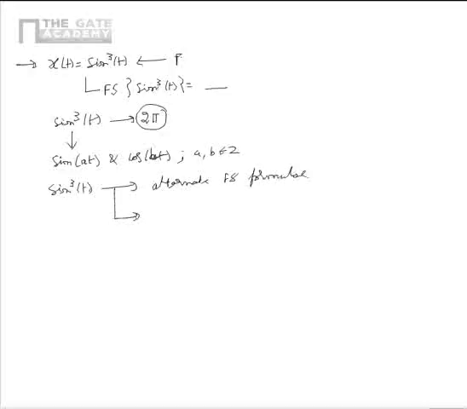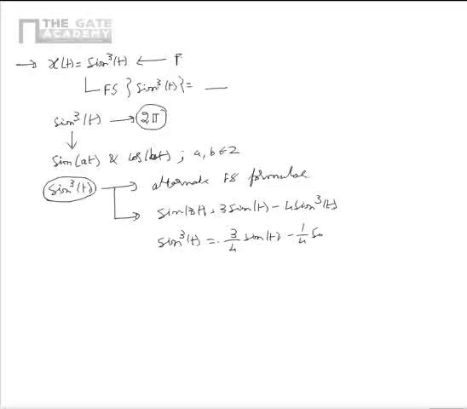Now let us look into another way in which the alternate Fourier series expansion of sine cube of t can be obtained, that is by using the properties in trigonometry. We know that sine of 3t is equal to 3 sine t minus 4 sine cube t. So upon simplifying this to get sine cube of t on the left hand side, we see that sine cube of t is equal to 3 by 4 sine t minus 1 by 4 sine of 3t.